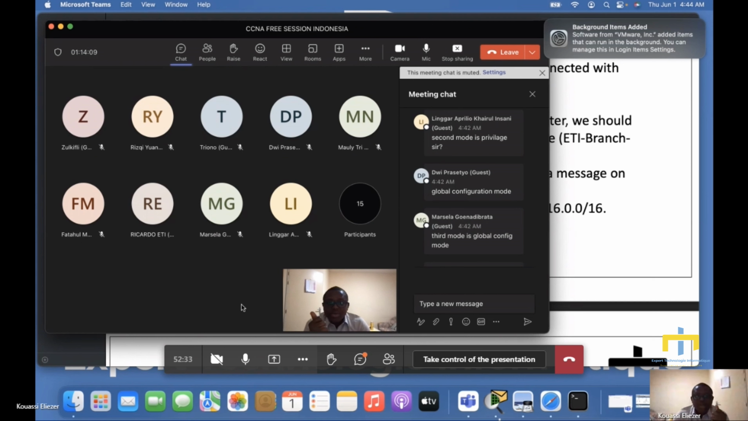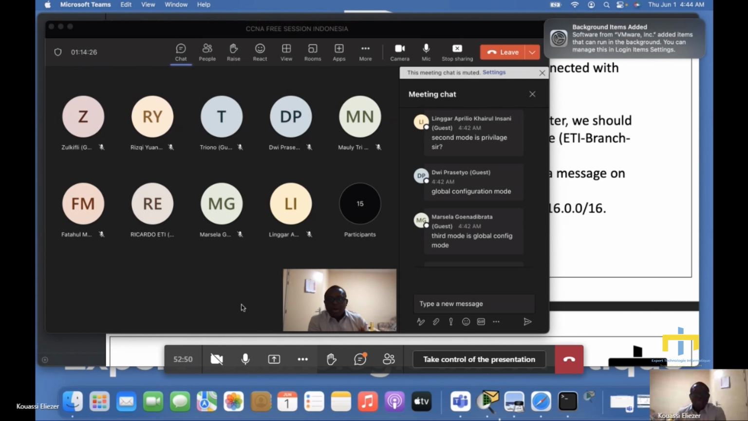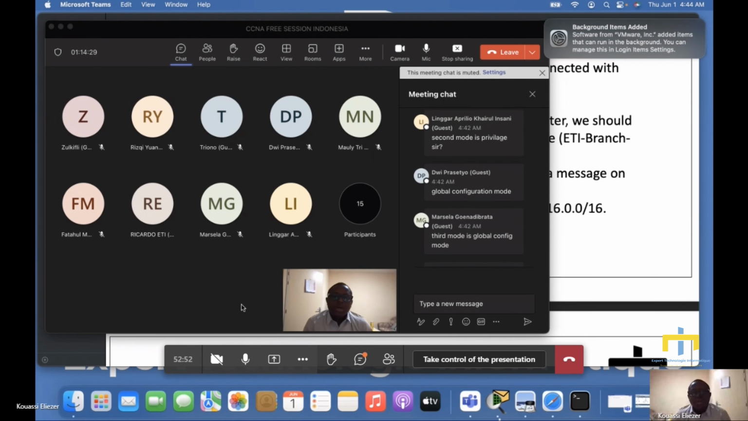When in the user mode, what are the things you can do, for example? Which privilege can you have as a network engineer? What can you do on the router if you're in the user mode? In the user mode, there are some things you can do. In the privilege mode, there are some things you can do. In the configuration mode, there are some things you can do. Actually, when you get to the global configuration mode, you can do everything on the router. You can modify everything you want.